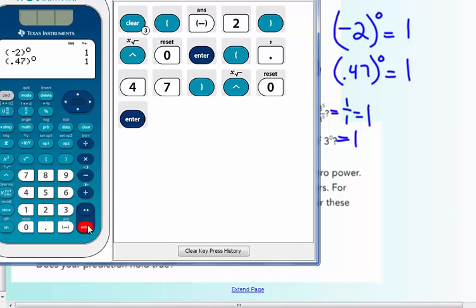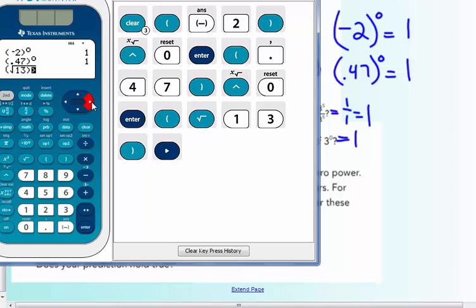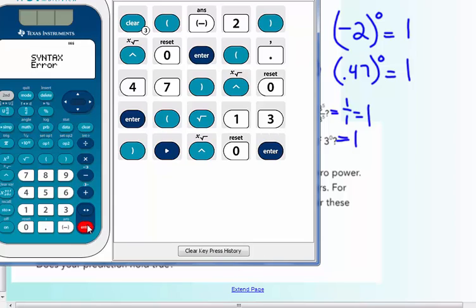What about an irrational number? Let's try an irrational number like the square root of 13. It's irrational. Close that parentheses. Toggle off of that. Raised to the 0 power. Enter. Oh, syntax error. What did I do wrong there? Let's see.